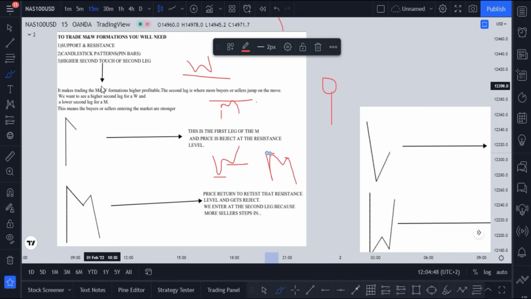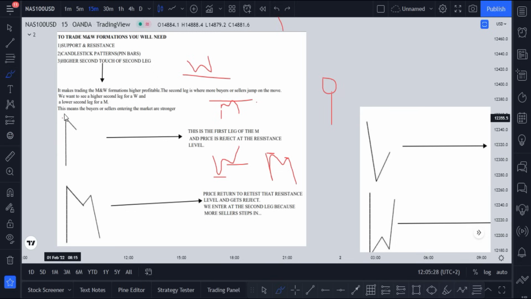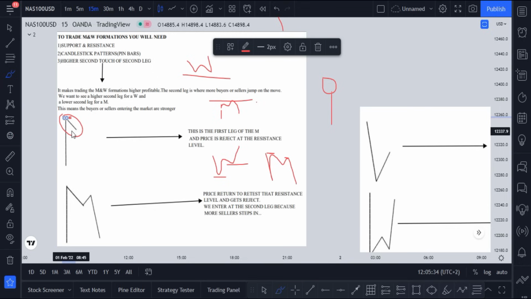Just to illustrate what we're trying to say over here, as you can see, we have our first leg over here, which has been rejected by a resistance level that is over here, right? So that creates our first leg of the M formation. Then over here we have our second leg, which is a bit lower than the first one, and that just shows that the sellers are basically eager to enter the market, right? So a lot of sellers have gotten into the market and they're continuing that downtrend, and that is basically where most sellers are stepping in, and that is when we are also looking to step into the market together with the sellers.